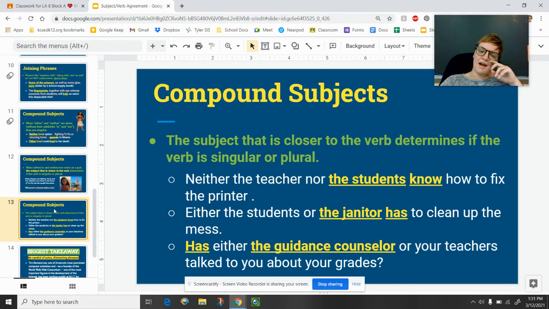A couple examples here. Neither the teacher nor the students, so they're closest to the verb, neither the teacher nor the students know how to fix the printer. Either the students or the janitor has to clean up the mess. So he's closest. We determine here that it's singular. Then this one, has either the guidance counselor or your teachers talked to you about your grades? Since the guidance counselor is closest to the word has, it becomes singular. If we had it over here, it would have been have.